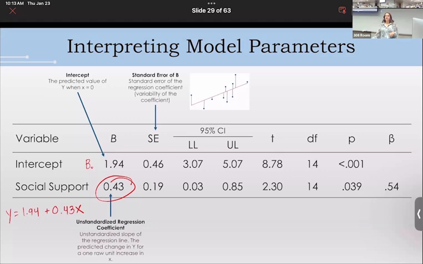Why is it 0.43? Because B can be greater than 1. What happens if for every 1 unit increase in social support, self-esteem could go up by 3 points? That would be a crazy strong relationship, but it's possible. So unstandardized B always has a leading 0 because B can be more than 1. All right, good. Any other questions? I always look at Victor.